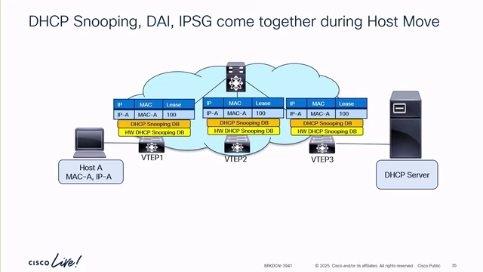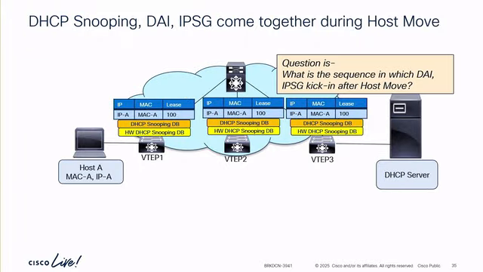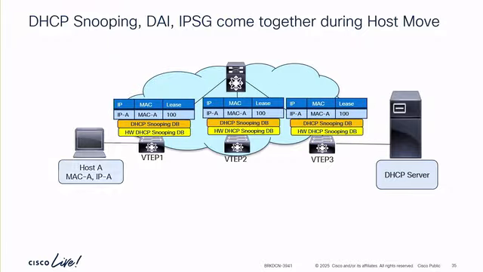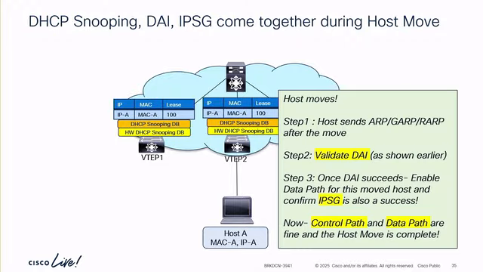But then the control plane and the data plane don't exist separately, right? They need to come together when a host move happens. So the question is, is there a particular sequence in which this happens after a host move? So there is a sequence. When a host moves from VTEP 1 to VTEP 2, this is the way it happens.